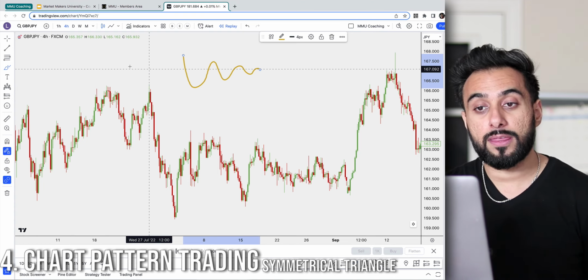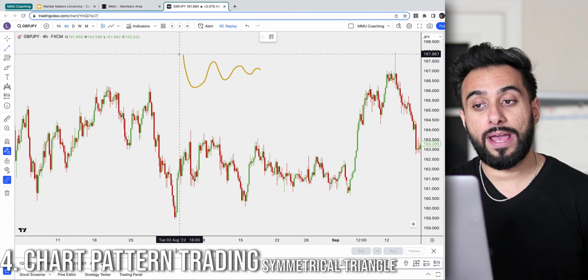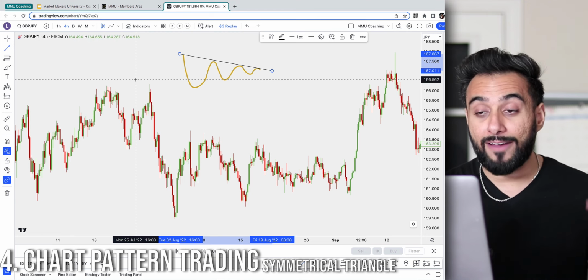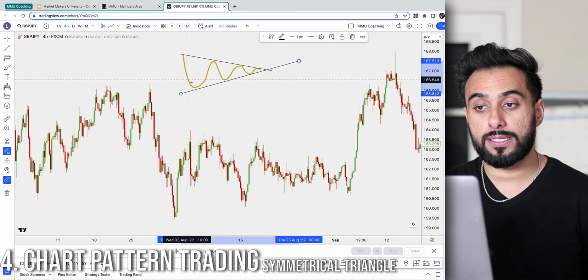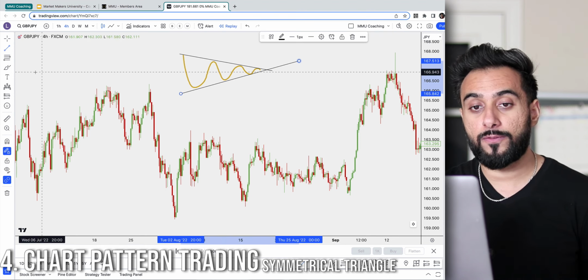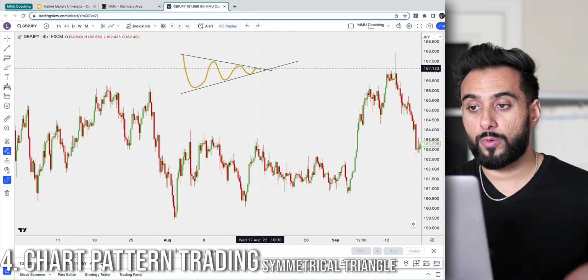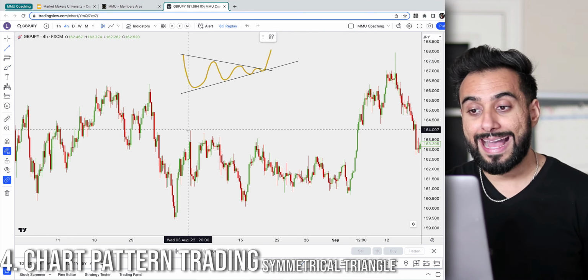Now, the only issue with the symmetrical triangle is you really won't have an idea of which directional bias you should be looking to trade in until after the price breaks through the pattern itself. So you'll see the price is essentially squeezing and waiting for the price action to actually squeeze either below or above. Now, this price action in action is right here.